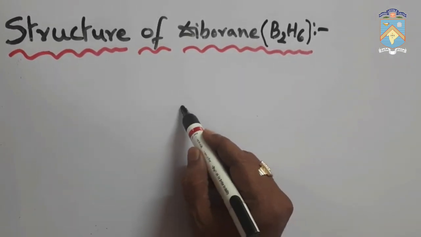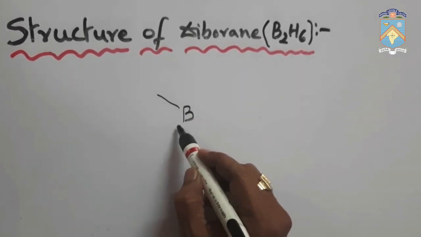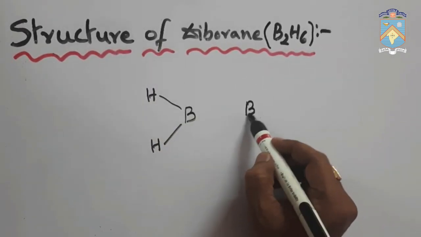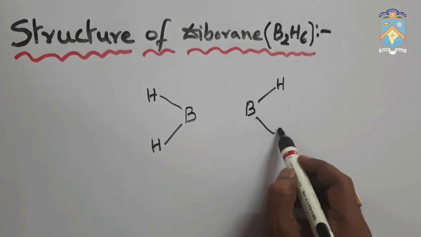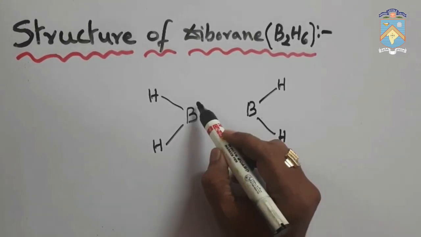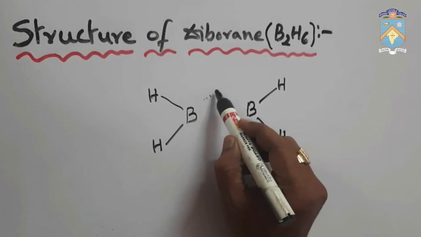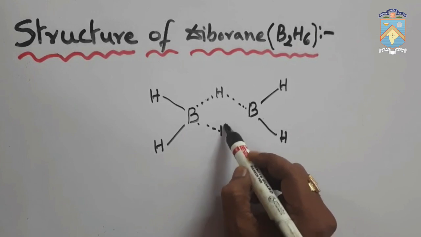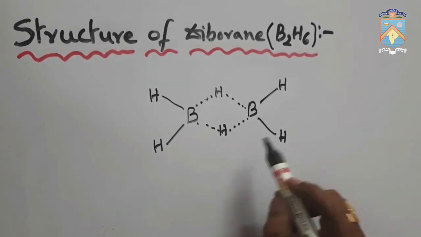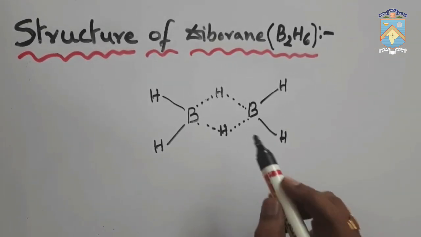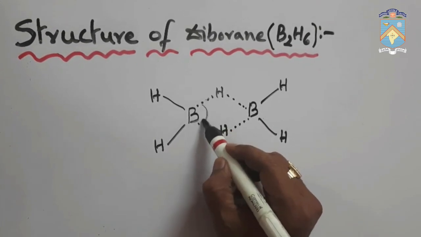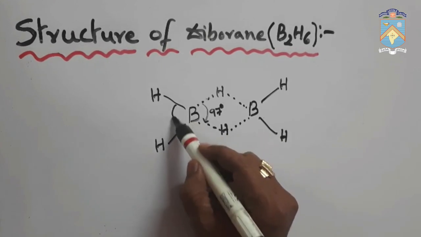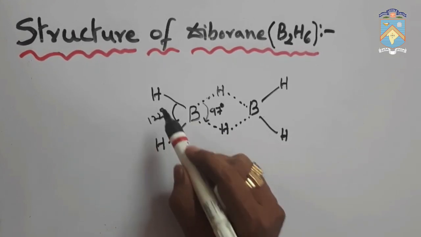So, the overall structure of diborane was found to be a 3-dimensional structure of this kind. It is having 2 BH2 units like this, and we have 2 bridged hydrogens in this manner. So this is the overall structure of diborane, and we have different bond angles. Namely, this bond angle is 97 degrees, whereas this bond angle is 122 degrees.